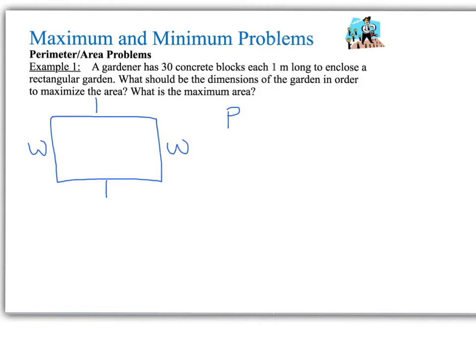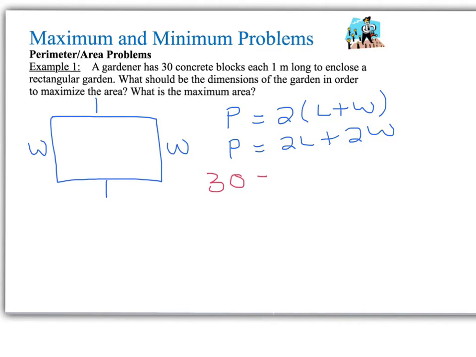The perimeter formula would be 2L plus W, or it can be written as 2L plus 2W, which would make that easier for solving. We know that the perimeter would be equal to 30, and we would also be working with integer dimensions since the blocks for the fencing would be 1 meter, and that cannot be split up. Okay, so we can write the perimeter equal to 30 in our equation.